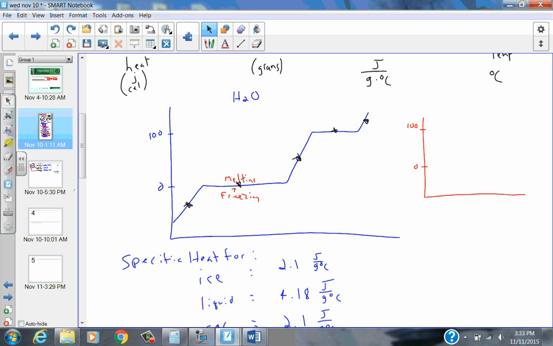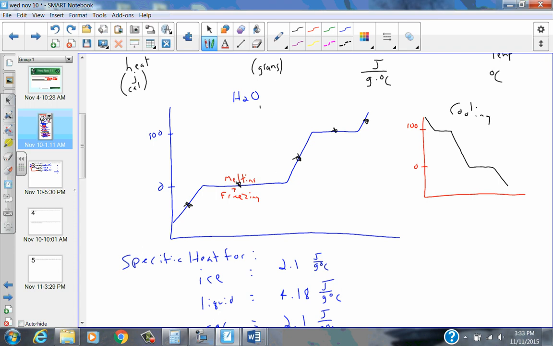But if we were really cooling, it would start at some hot temperature, cool off to 100, and condense. Cool down to 0, freeze, and then get even colder. This is a cooling curve. This is a heating curve, just based on the idea that the temp is going from low to high versus high to low in the cooling.